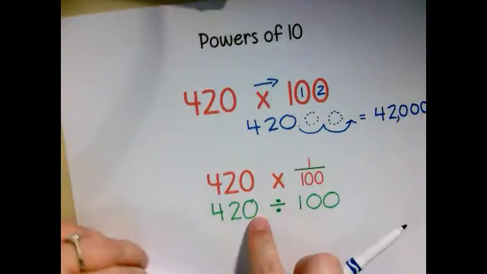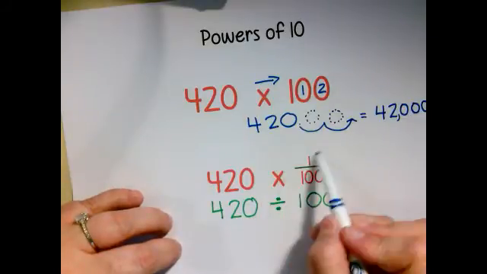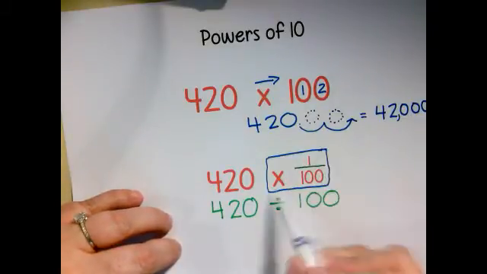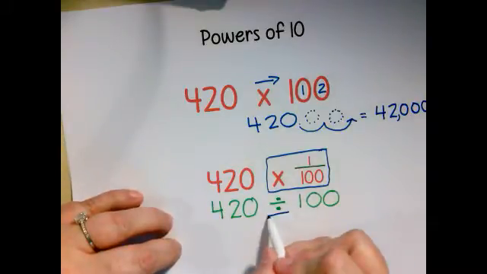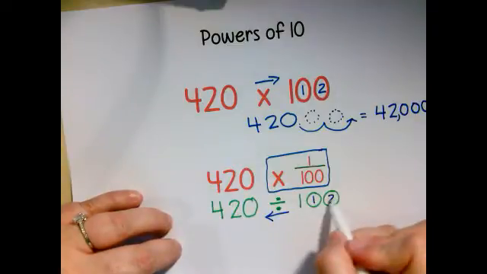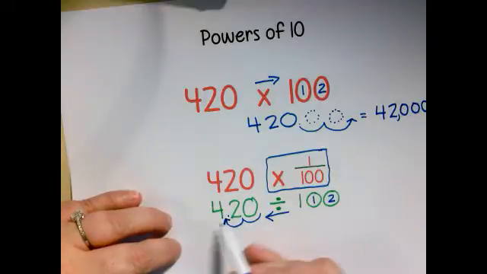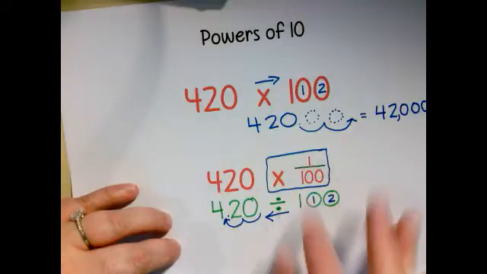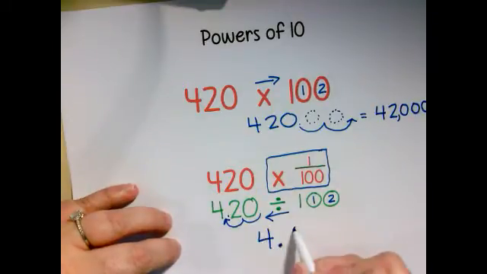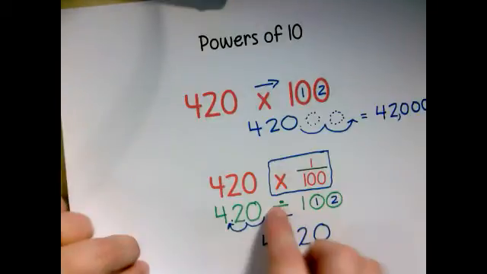Down here, you can rewrite this if this confuses you. If you want to take this part and rewrite it and put divided by 100, you certainly can. Divided by means I'm going to the left, and I'm going to go to the left twice. So 1, 2. So 420 divided by 100, or 420 times 1/100th, is going to give me 4 and 20/100ths. So that's just a little snag to watch for.